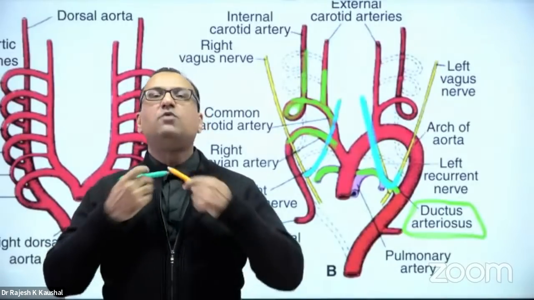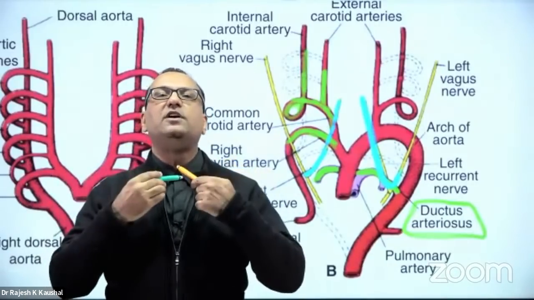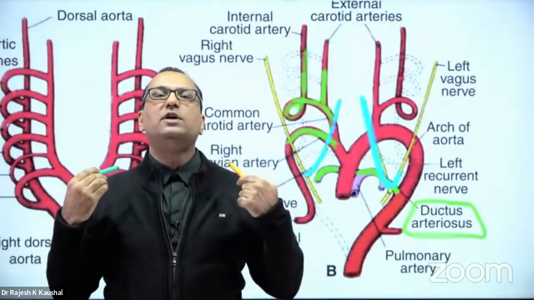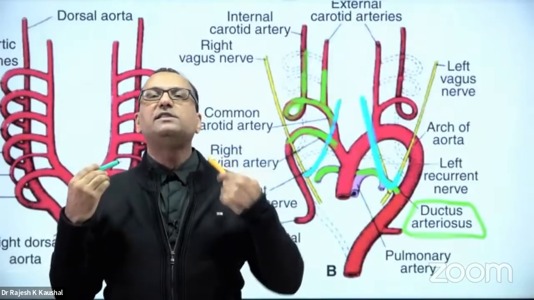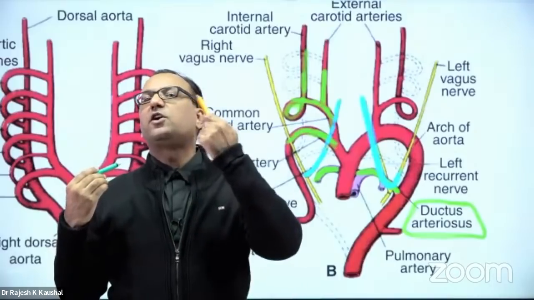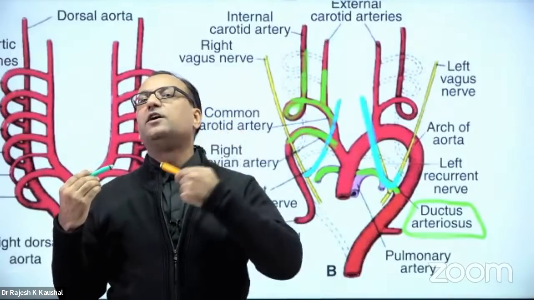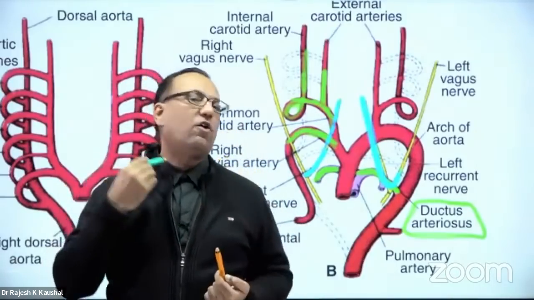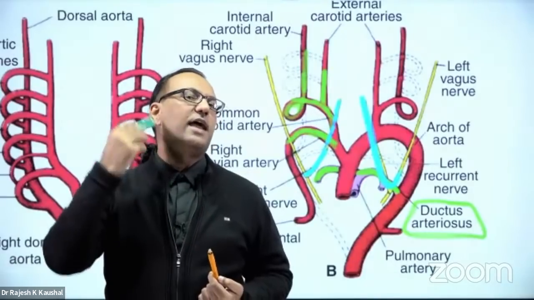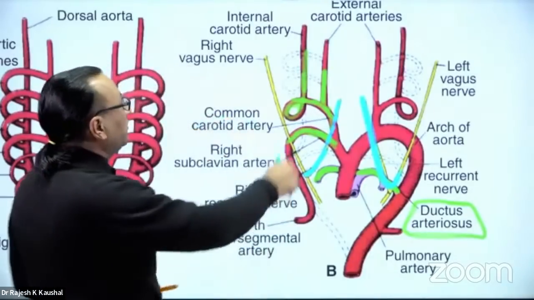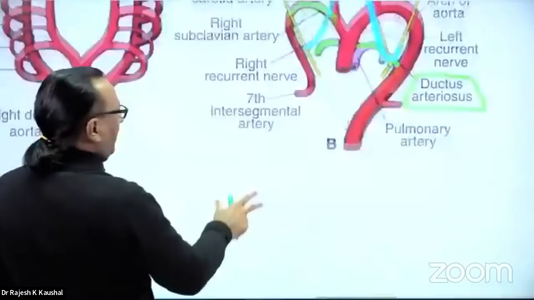That is why when there is thoracic outlet syndrome, the nerve which can get involved is the left recurrent laryngeal nerve, because it is entering and exiting the superior thoracic aperture, and not the right, because the right remains in the neck region. Let me show you the next diagram, and it will be evident now.